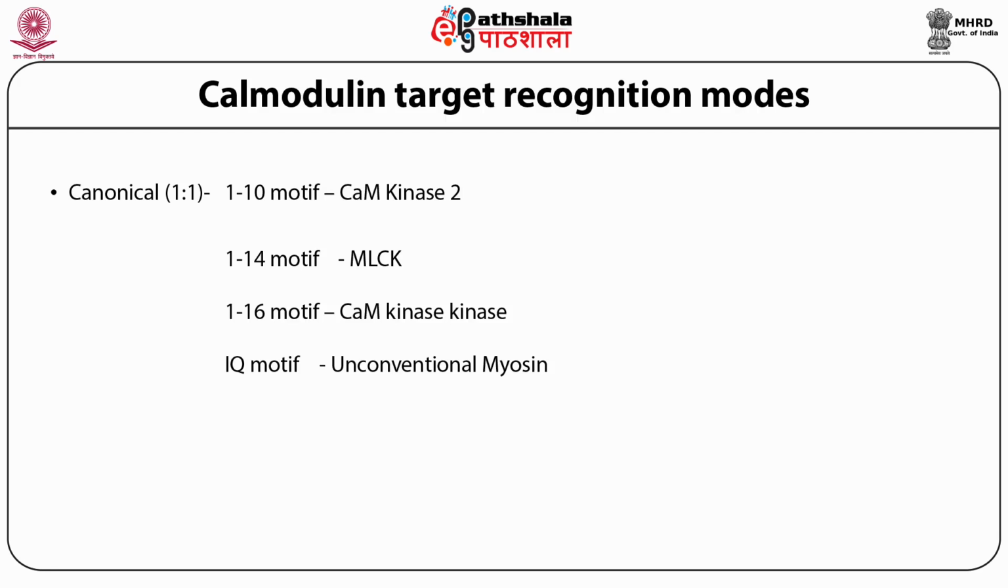Calmodulin can also bind to other targets in a non-canonical mode, where it can be 1:2 or 2:2. A 1:2 complex is where one target is bound to two calmodulins, and 2:2 is where two targets are bound to two calmodulins. The classical 2:2 example is the calcium-gated potassium channel, where two channels are bound with two calmodulins, which reorients the channel into the active conformation.